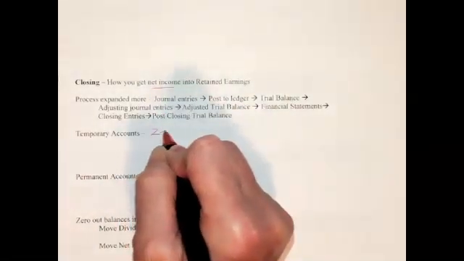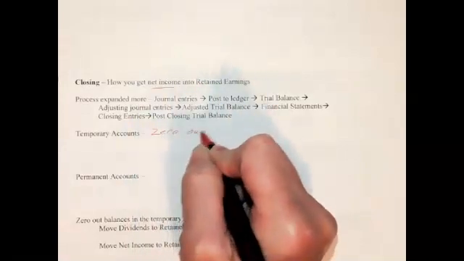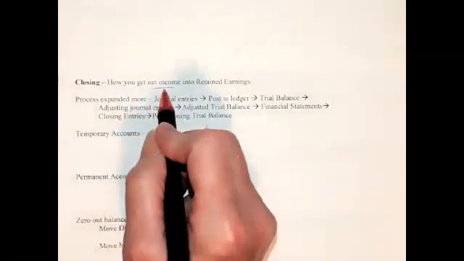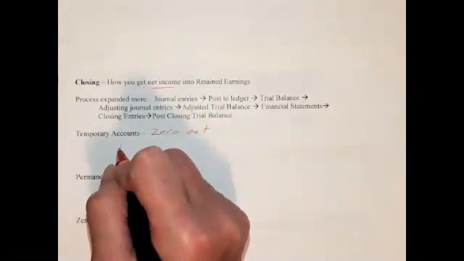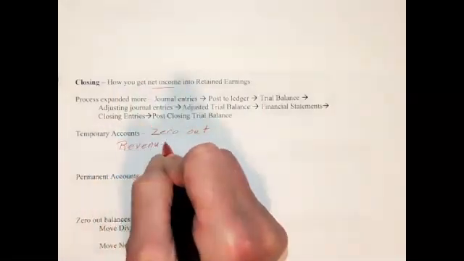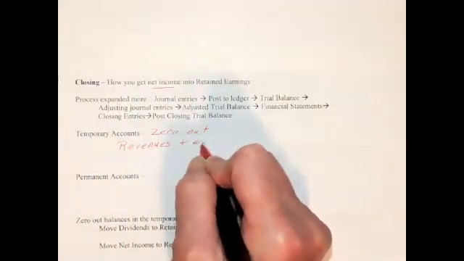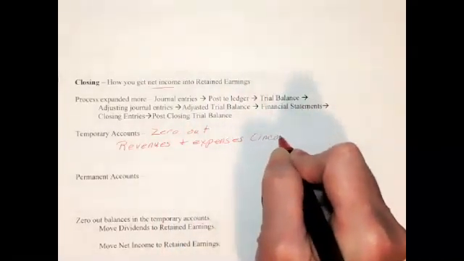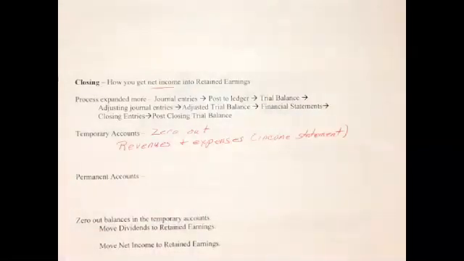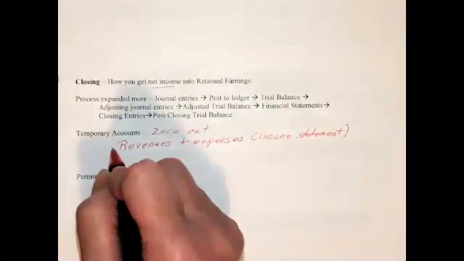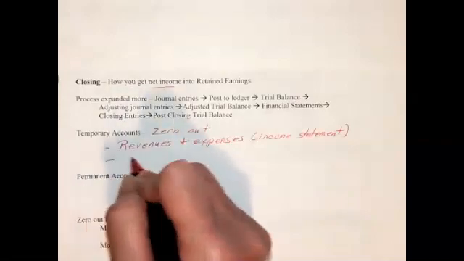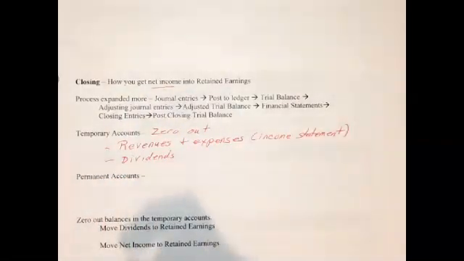All closing means is to zero out what we call our temporary accounts. Our temporary accounts are anything that goes into your net income. That's your revenues and your expenses. So in essence, you want what's on the income statement to end up in retained earnings. The other account that we want to close is dividends.